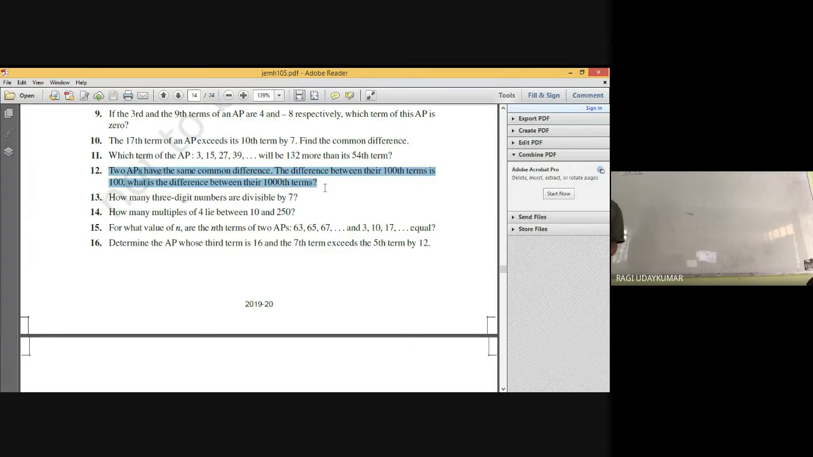Two arithmetic progressions having the same common difference. So whatever the difference between the hundredth terms, in what way can you solve this problem? First arithmetic progression: a and d, where a is the first term and d is the common difference. Next arithmetic progression: take capital A, and d is the same common difference. So the difference between the hundredth terms you can easily find. Can you do it? Okay, I'll explain.